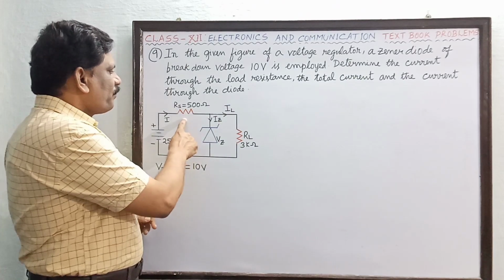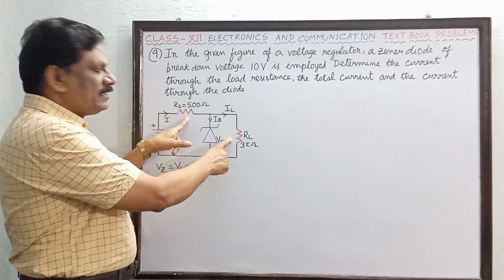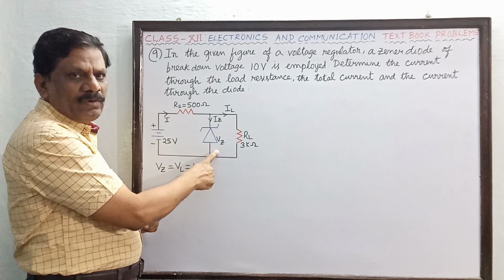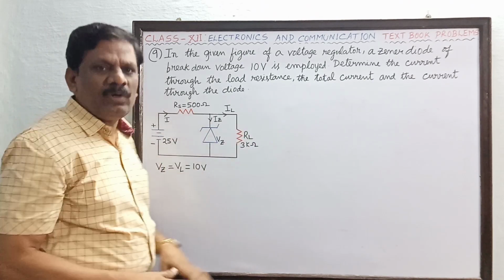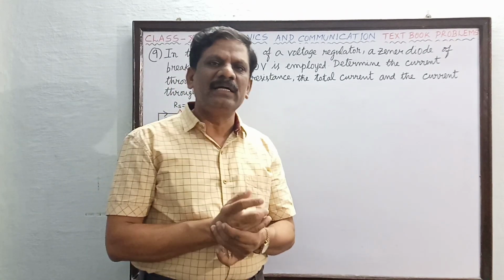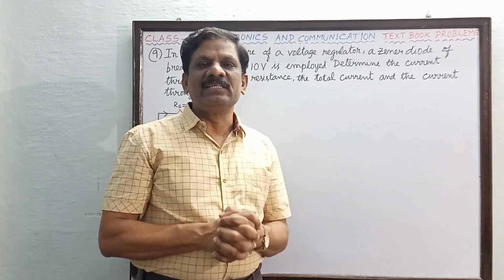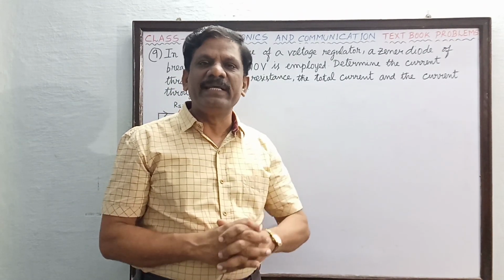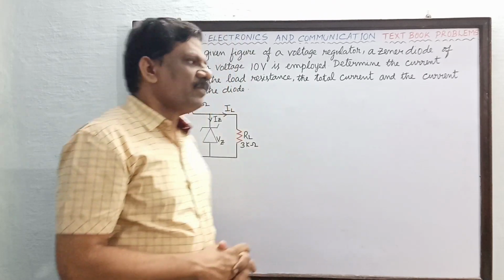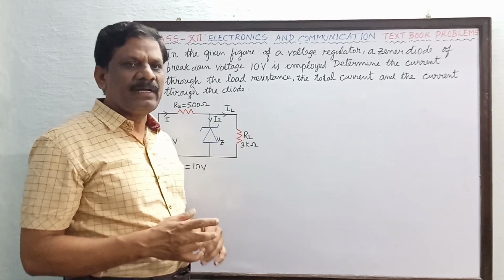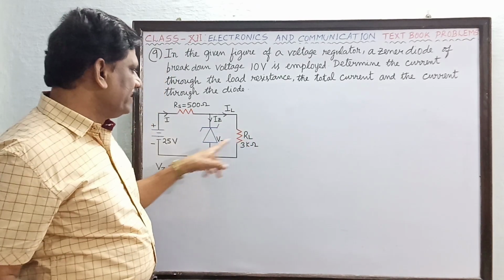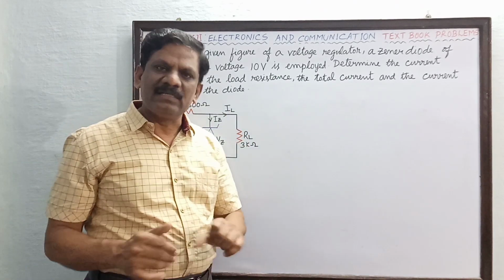So first you must see that there are two resistors and one Zener diode, and there is a battery of 25 volt. This circuit only is a voltage regulator. We very well know that one of the very important applications of the Zener diode is what? Voltage regulator. So irrespective of the variations in the current, Zener current or the load current, the load voltage or the Zener voltage will remain constant.